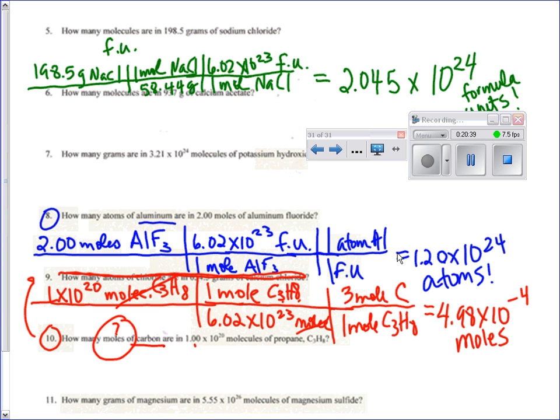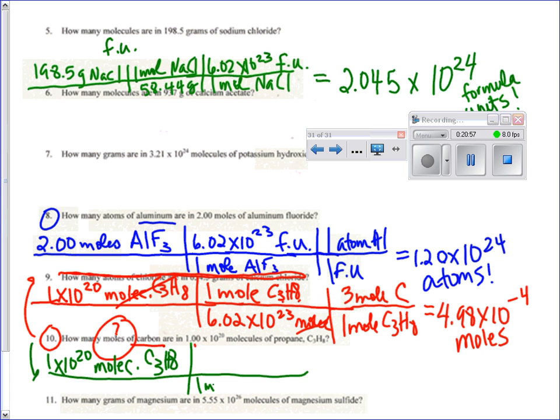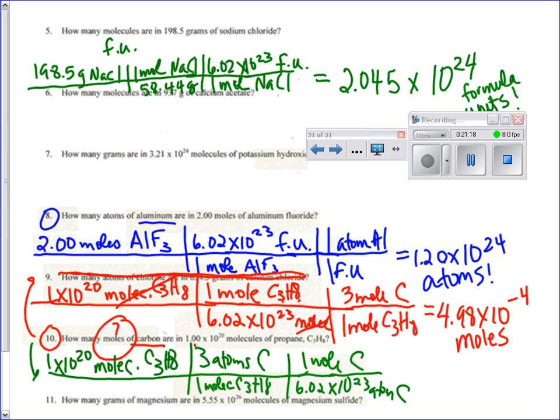Okay, now let's look at this problem. I'm not going to do the math again. I just want to show you how you could have taken another route on this. You could have said 1 times 10 to the 20th molecules of C3H8. Where could I have gone from here? Atoms. I could have said for every 1 molecule of C3H8, I have what? 3 atoms of C. And then I could have said, okay, well, for every 6.02 times 10 to the 23rd atoms of C, I have what? 1 mole of C. Do you see how you're doing the exact same thing mathematically? Multiplying by 3 and dividing by Avogadro's number. So either way would have led to that answer.